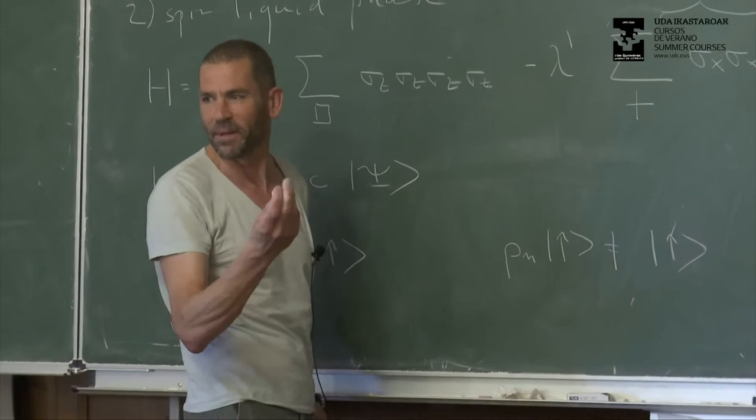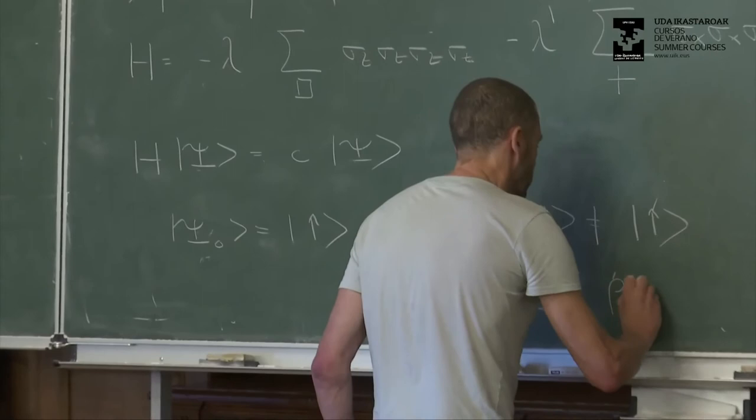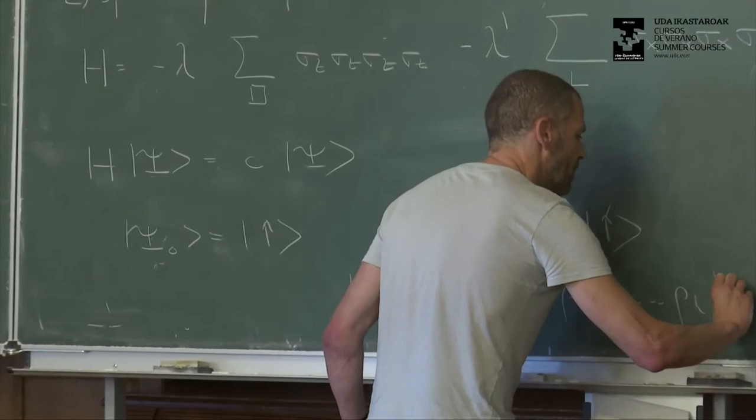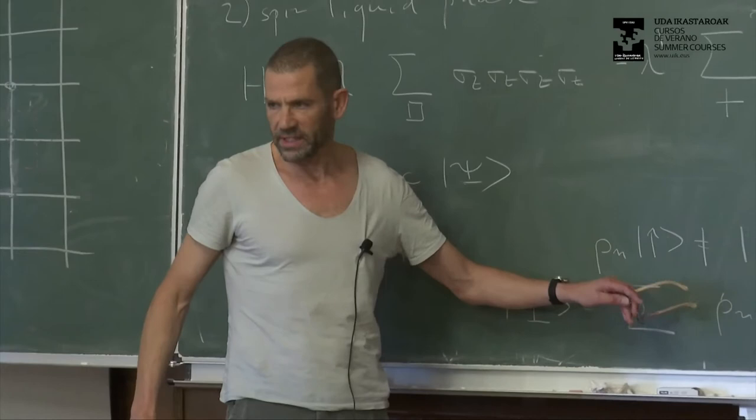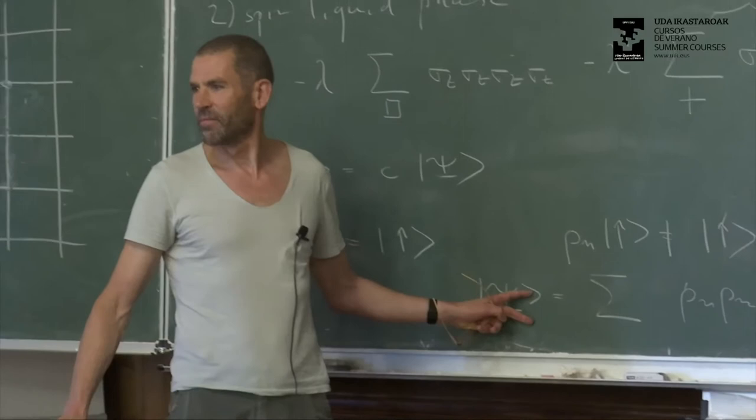We construct now a state, which is a big sum, where you do what? You take rho n, rho m, rho n, in all possible orders. So you take the equal weight sum of all possible combinations of rows you can form on the lattice, and you let them all act on the spin-up polarized state, and you write down this state. You just do it.